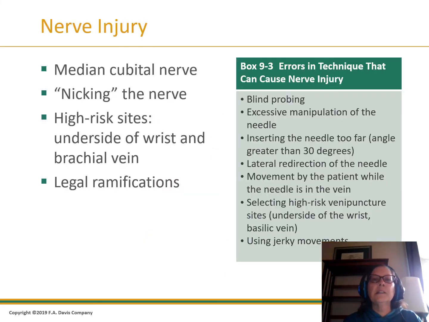When staff tries to find a vein with blind probing, excessive manipulation, or going in too far, or the patient moves or jerks, or you collect blood under the wrist, you may hit a nerve which can cause pain or nerve damage. You should remove the needle as soon as possible and provide first aid. It is best to avoid nicking the nerve.